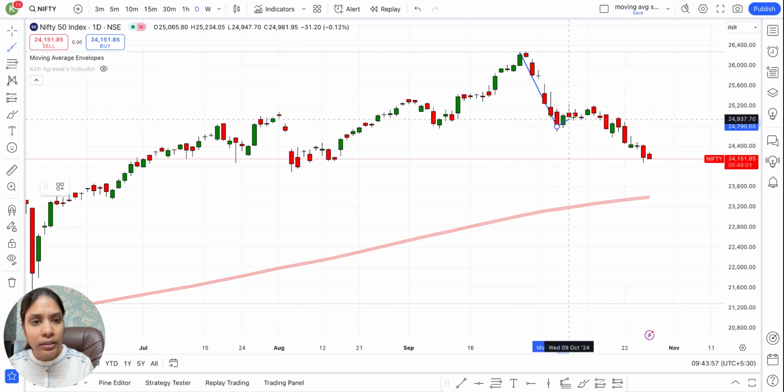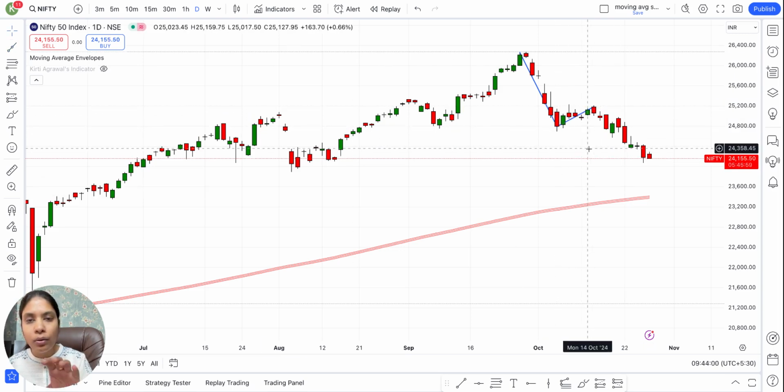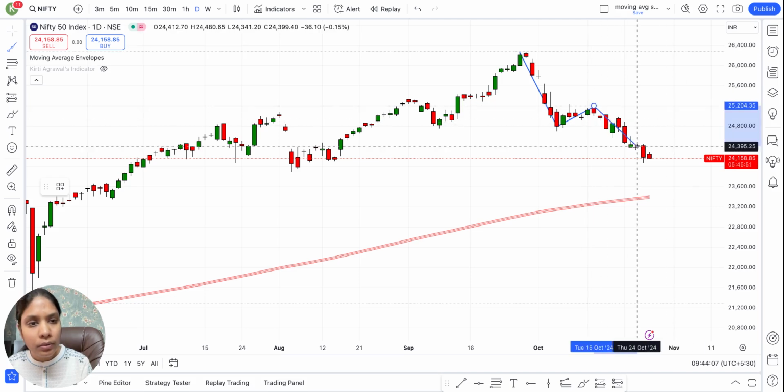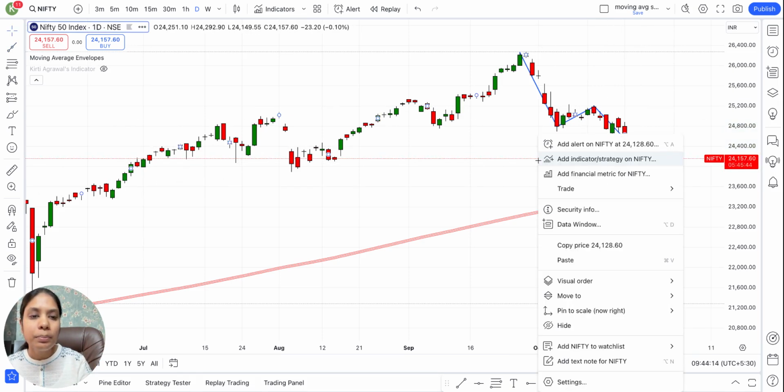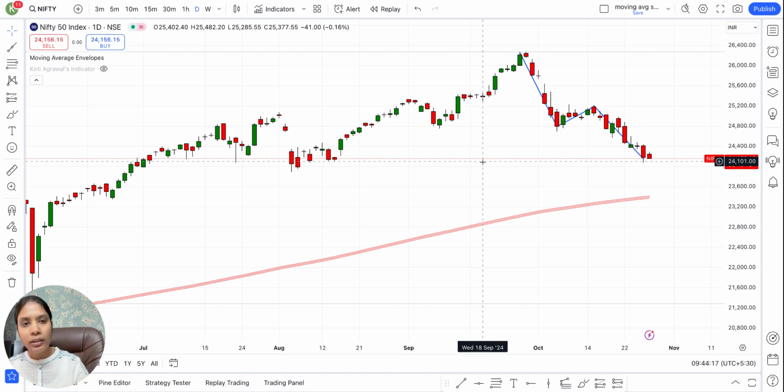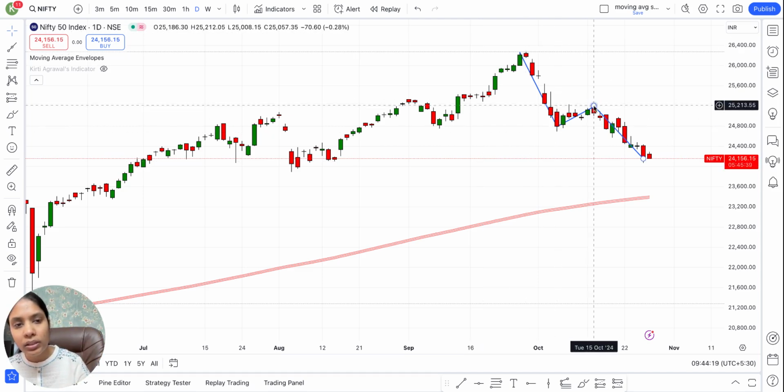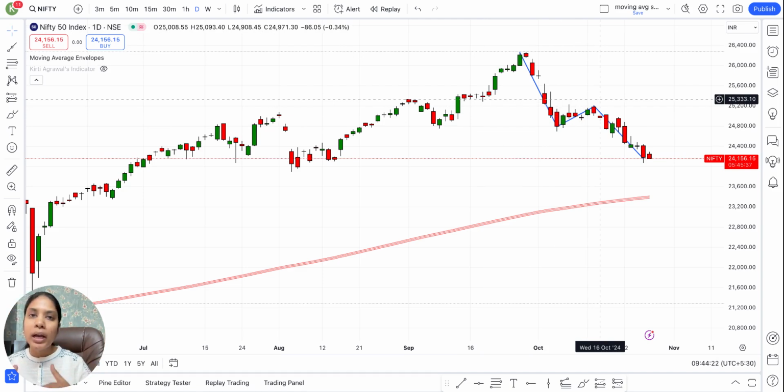Then there is a small pullback, which we also call a dead cat bounce. Then again it fell till here, and this is still continuing. It has not ended. There is a high, a low, a lower high and a lower low. As per Dow theory, whenever price makes a high, a low, a lower high and a lower low, it is a downtrend. It is setting up a downtrend.